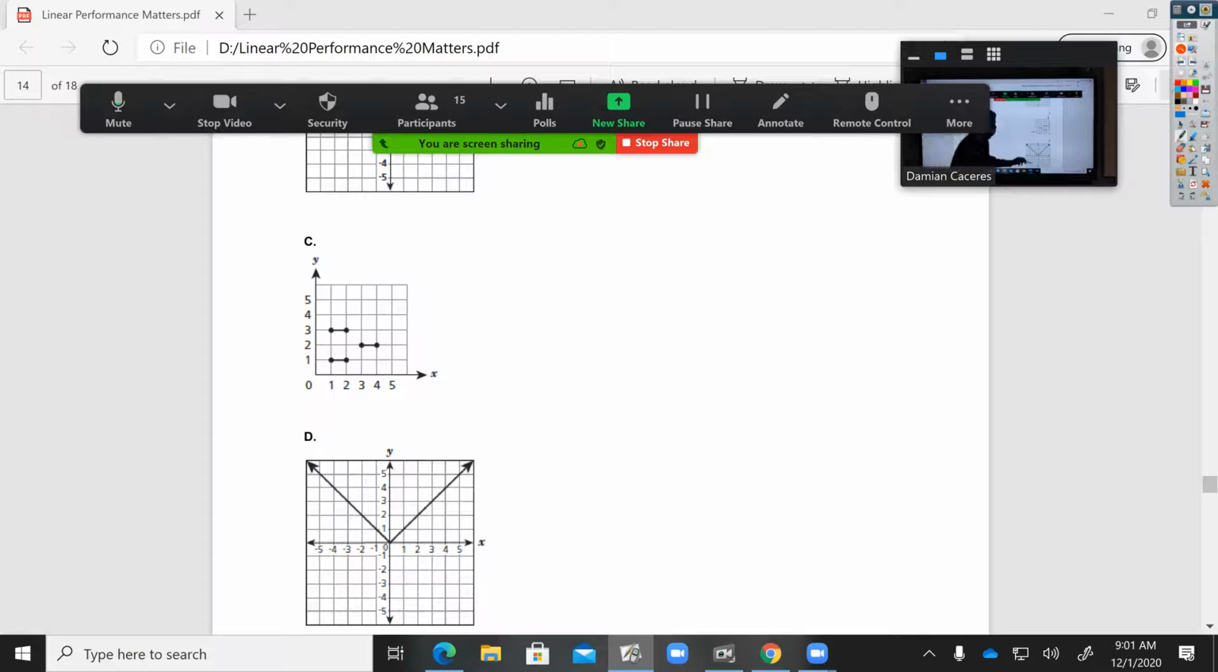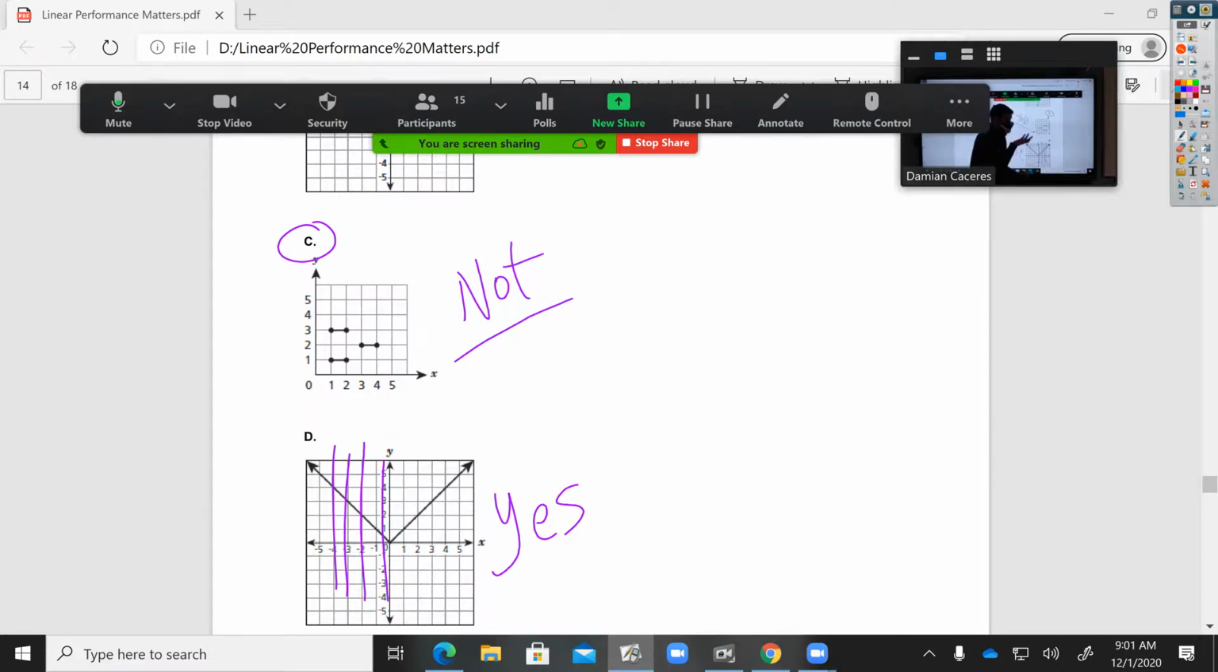Now in this case, let's skip over to D because D already I can see is a yes, it is a function. A U or a V, vertical line test, it'll always pass. But now over here on C, this is the answer. This is the one that's not a function. Now why? Because if I draw a vertical line right here, it touches two spots. If that ever happens, it's not a function.